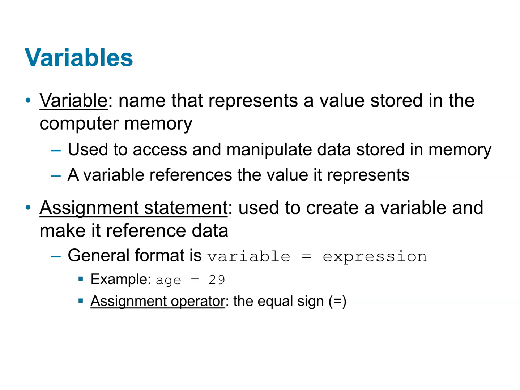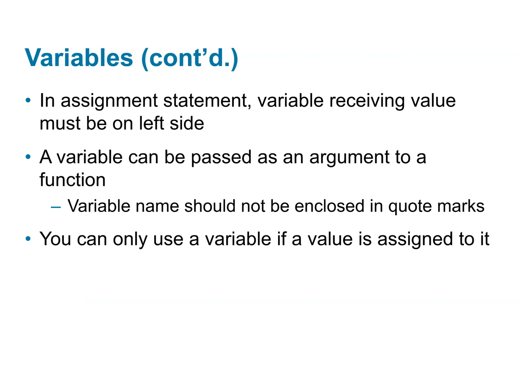The assignment operator, equal, says assign what's on the right to the left, and these can be compound expressions. You could have multiple expressions. You can use other variables in the expression. Variables receiving values must always be on the left-hand side. You cannot say 5 equals A.